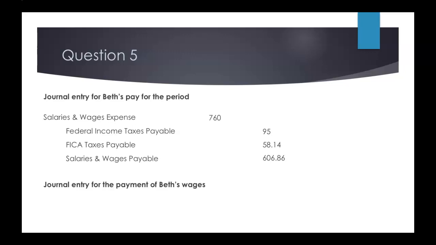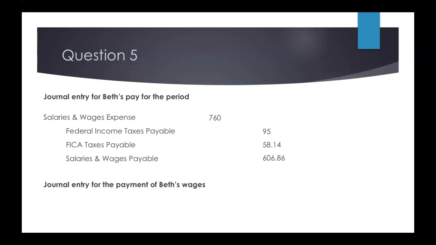Where have we seen $760 before? $760 was your gross earnings. So earnings and expense both start with E, right? So there's a few different ways that you can remember that. Your net pay goes into your payable, or your earnings go with your expense.